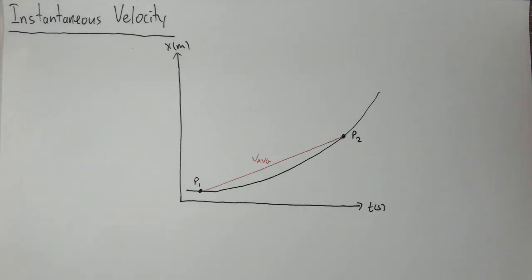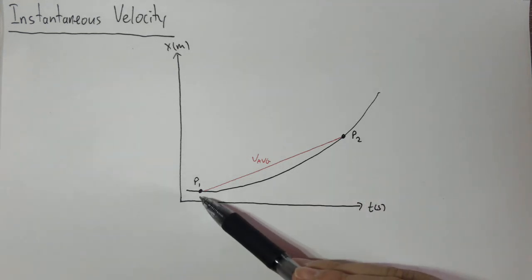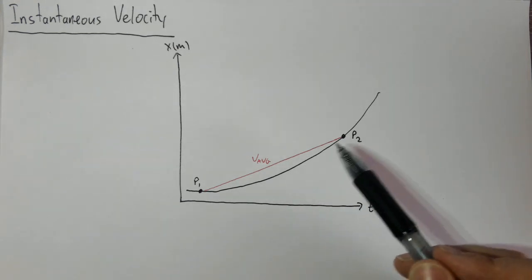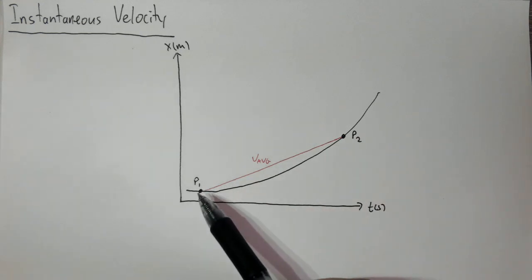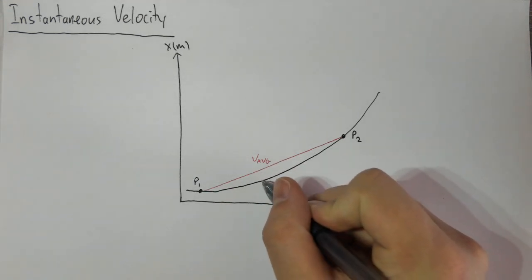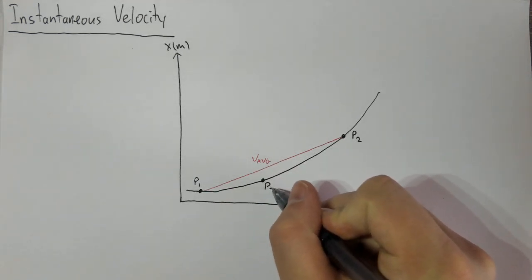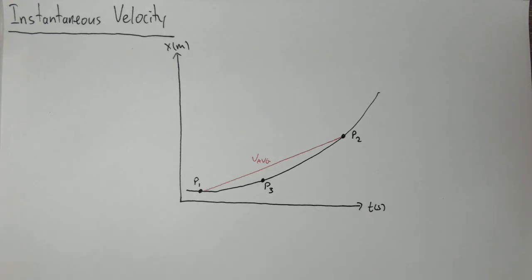In this video, I'm going to introduce instantaneous velocity and give a quick example at the end. So if we have 2 points, P1 and P2, we know how to find the average velocity between these points. You just take the points at P2 and subtract the points at P1. But what if I wanted to find a point like P3? How would we do this?